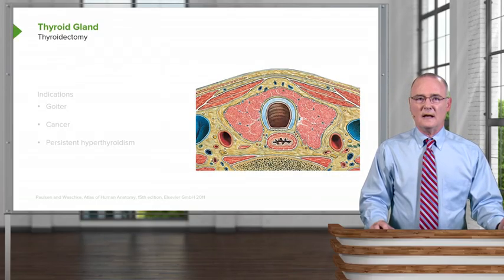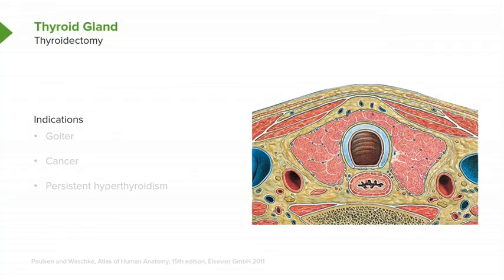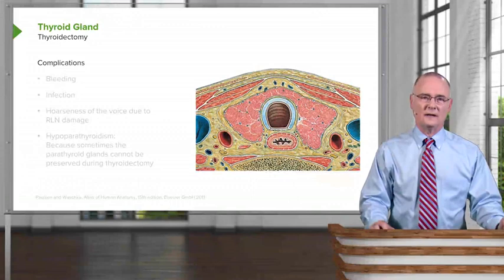Here we're looking at the thyroid gland with respect to a clinical procedure, its removal, a thyroidectomy. Some of the indications for a thyroidectomy are what we just went through, for example, a goiter. Cancer of the thyroid gland would also be another indication for its removal. And then lastly, persistent hyperthyroidism.